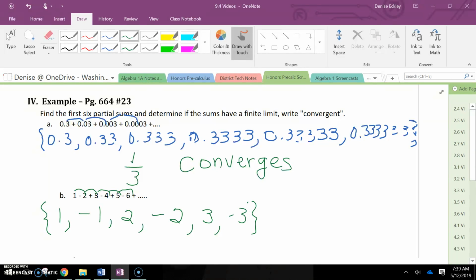Now while there is a pattern, we're bouncing back and forth between positive and negative numbers, which are getting either a larger positive or a smaller negative number. So they're not really converging to any one specific number. So we would say that this series, the partial sums, diverge.